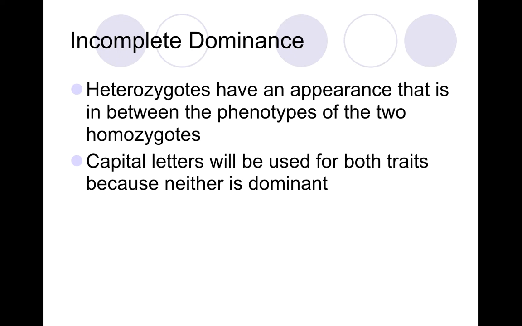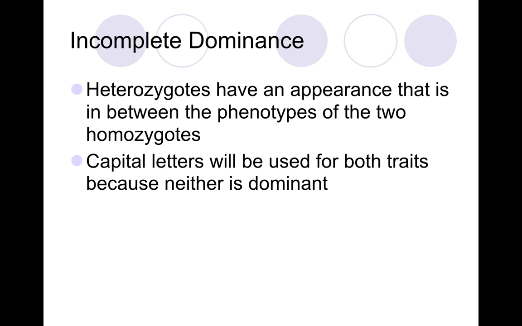When you have incomplete dominance, you always use capital letters, and the phenotype that appears is going to be a blend of the two phenotypes that you start off with. You need to know on this slide that heterozygotes have an appearance that is in between the phenotypes of the two homozygous. It's like being blended.